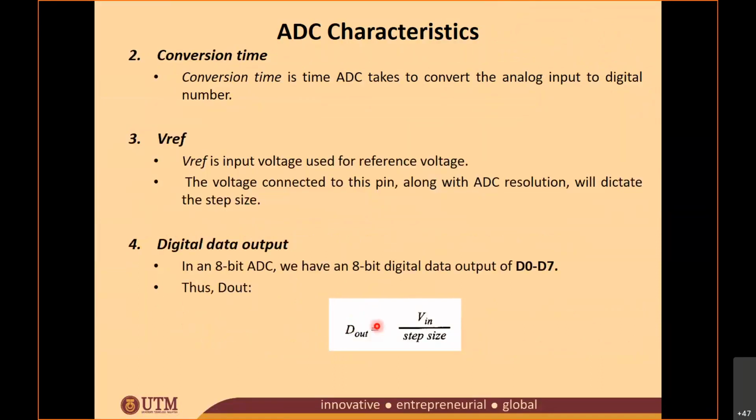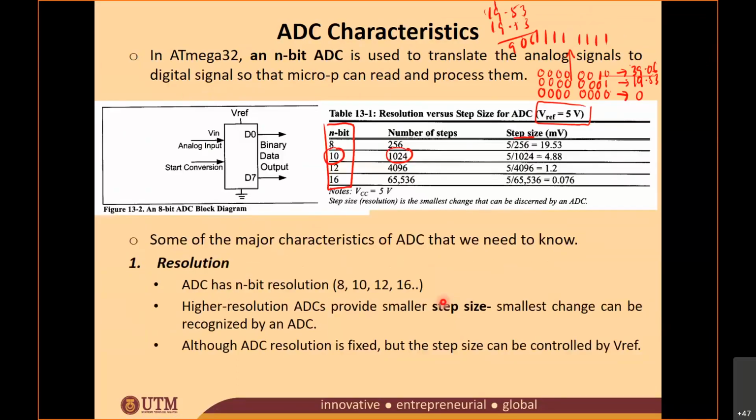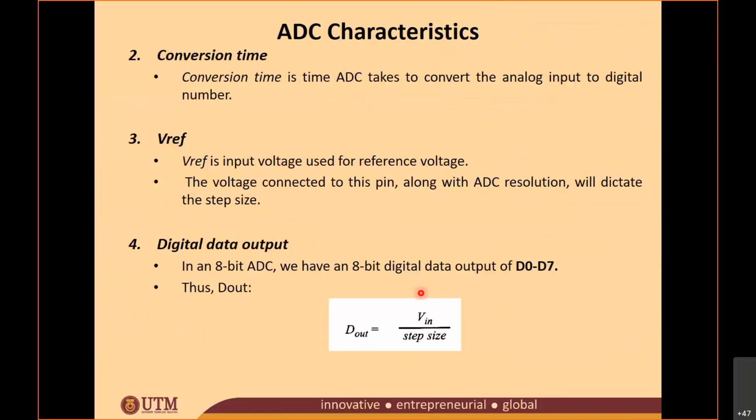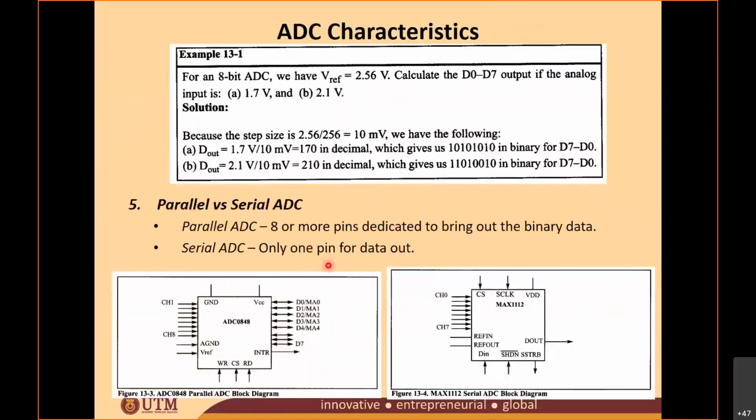So that is the D out. Okay, so D out is equal to V in, the value that you're going to convert, divided by your step size. The step size is Vref over your number of steps, and after that, you do this calculation here, then you will get your D out. So that is the digital data output.